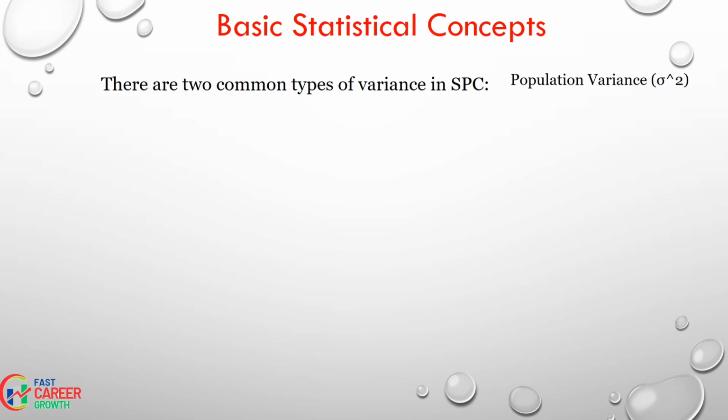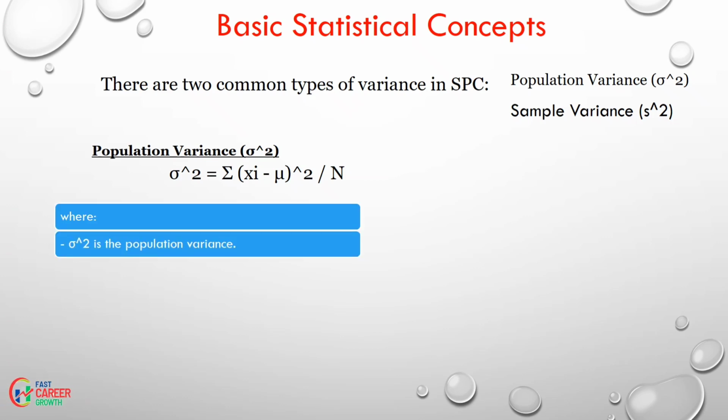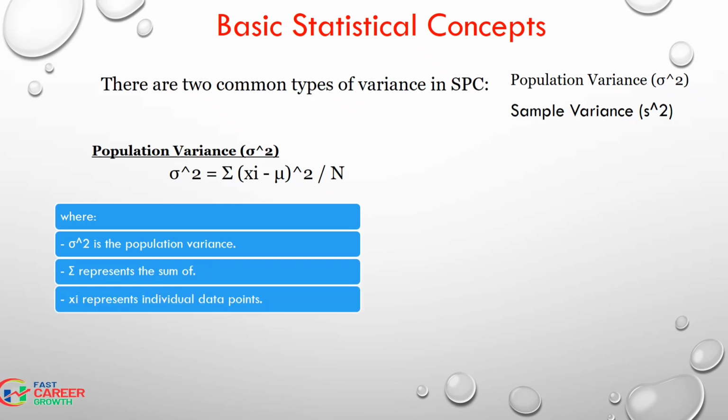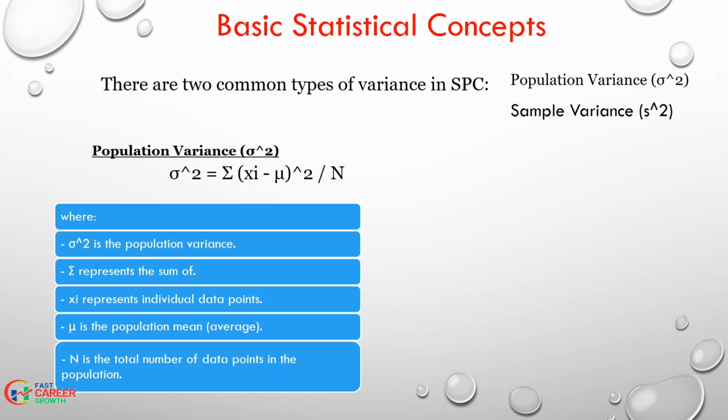sigma square. This represents the variance of an entire population of data points. It is calculated using the formula, where sigma square is the population variance, the summation symbol represents the sum, xi represents individual data points, mu is the population mean or average, and capital N is the total number of data points in the population.